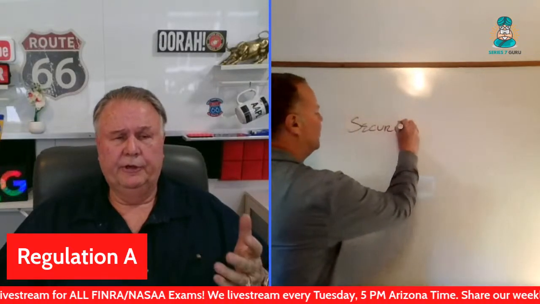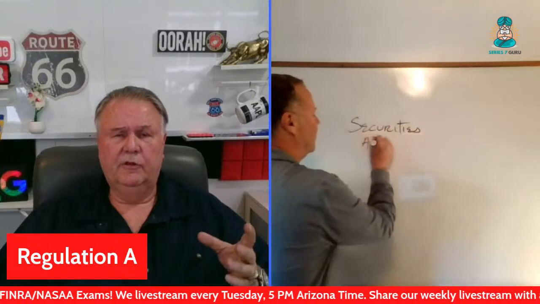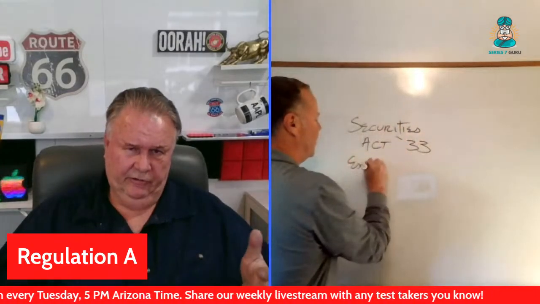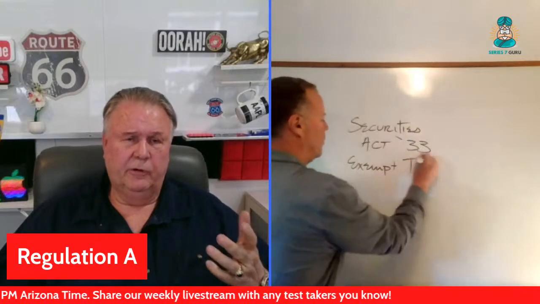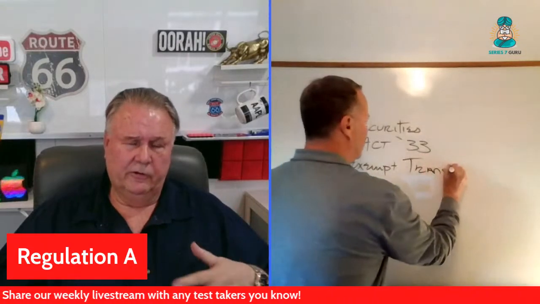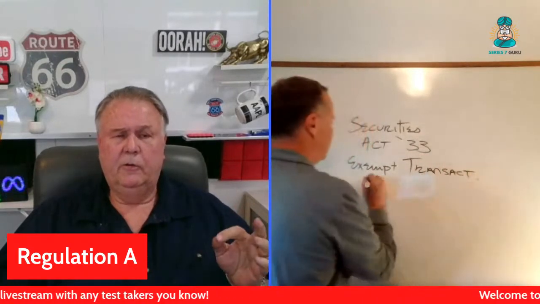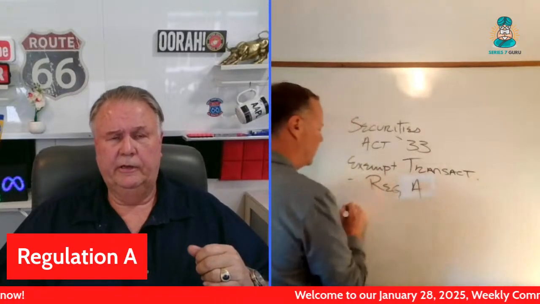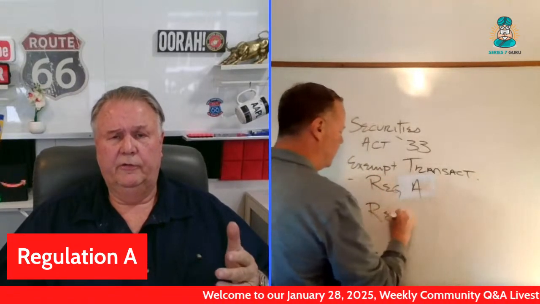So I always joke, John, Regulation A is not Bob Marley music. Reg A is a safe harbor or an exempt transaction under the '33 Act. This one's kind of unique because we can sell this to the public. This is a way to sell these securities to the public without an S-1 registration statement, without going through that cooling off period. The main test question, besides knowing that it's an exempt transaction, a safe harbor, John, is to know that there's two tiers.